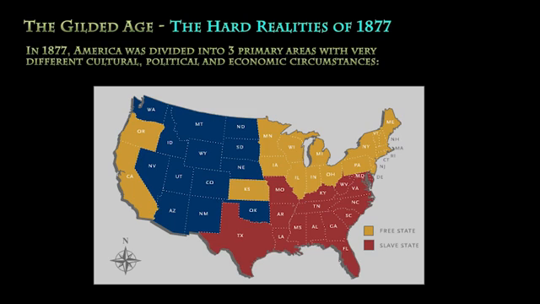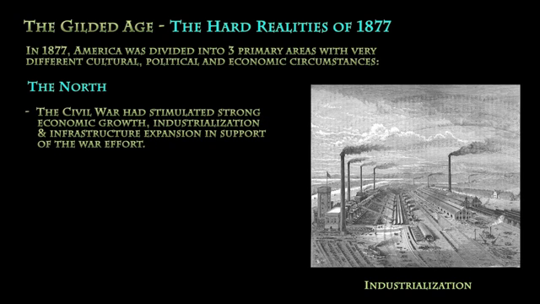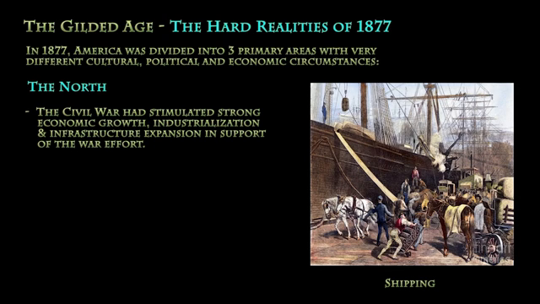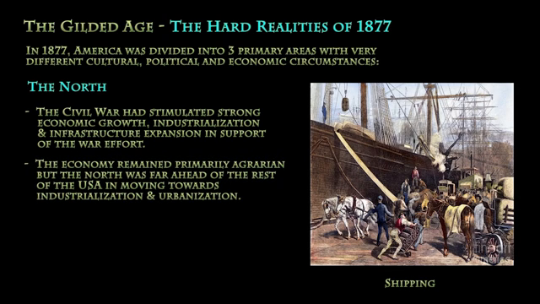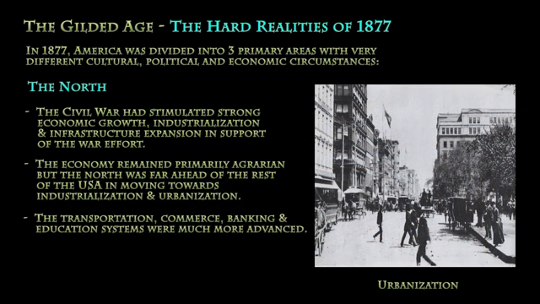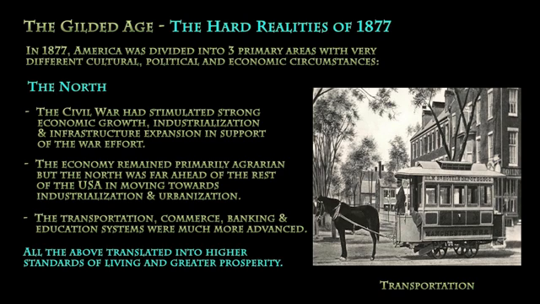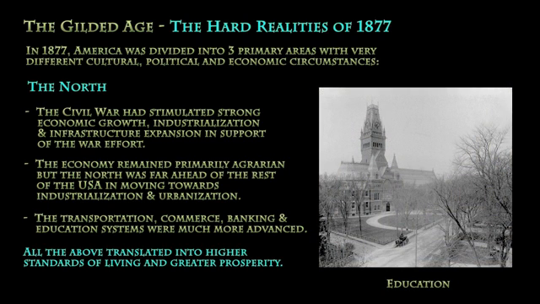In 1877, America was divided into three primary areas with very different cultural, political, and economic circumstances. The North. The Civil War had stimulated strong economic growth, industrialization, and infrastructure expansion in support of the war effort. The economy remained primarily agrarian, but the North was far ahead of the rest of the USA in moving towards industrialization and urbanization. The transportation, commerce, banking, and education systems were much more advanced. All of the above translated into higher standards of living and greater prosperity.